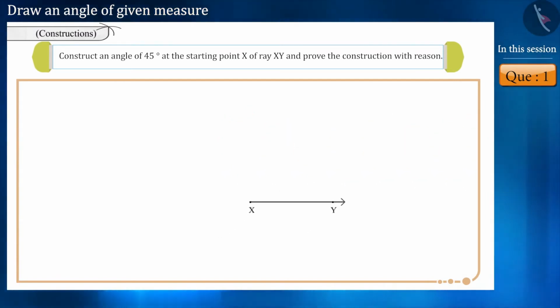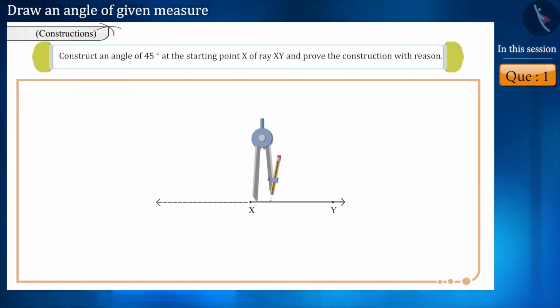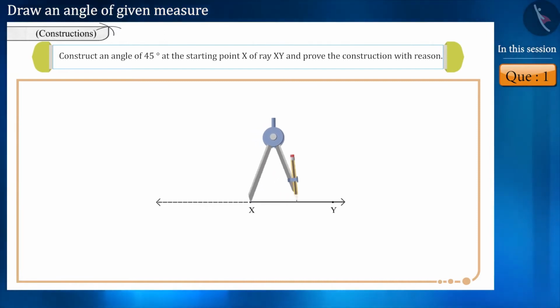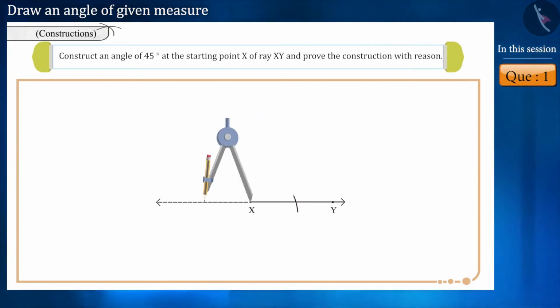We will extend the ray to the left of point X. Now, with the help of a compass, taking any one measurement, take the point X as the center, cutting the extended ray XY on the left and right of point X and place an arc. Can we say that AB is a line segment and X is its midpoint? Now what can we do? Can we construct the perpendicular bisector of line AB?